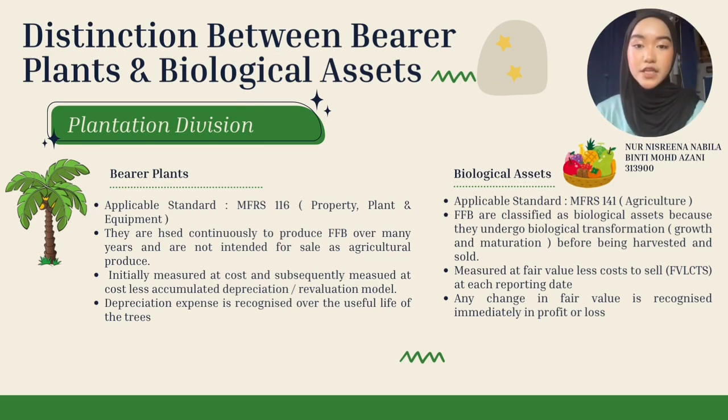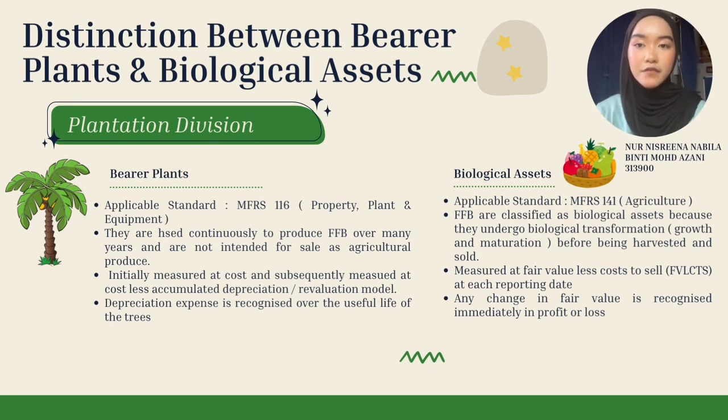In contrast, the fresh fruit bunches, or FFB, growing on the trees are classified as biological assets under MFRS 141, Agriculture. Unlike the trees, the FFB are intended to be harvested and sold. They also undergo biological transformation such as growth and maturation, which affect their value over time.